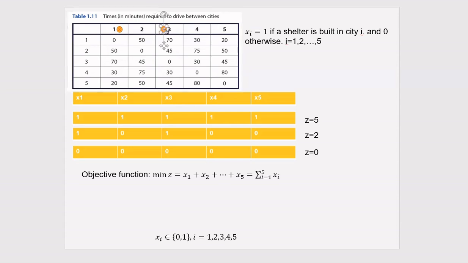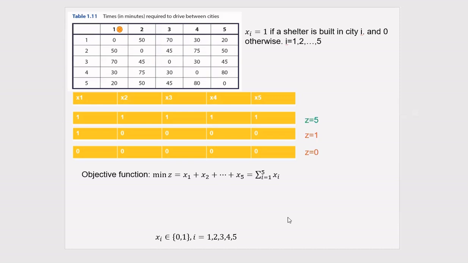But how do I get to that point where that one is enforced? Or this one: if this is the solution, only build a station in city 1, the objective function will be 1. City 1 has 1 close to it, city 2 has 1 close to it, but city 3 doesn't have anything under 60 minutes. So this is not a feasible solution. Not good. This one is feasible, but very expensive.